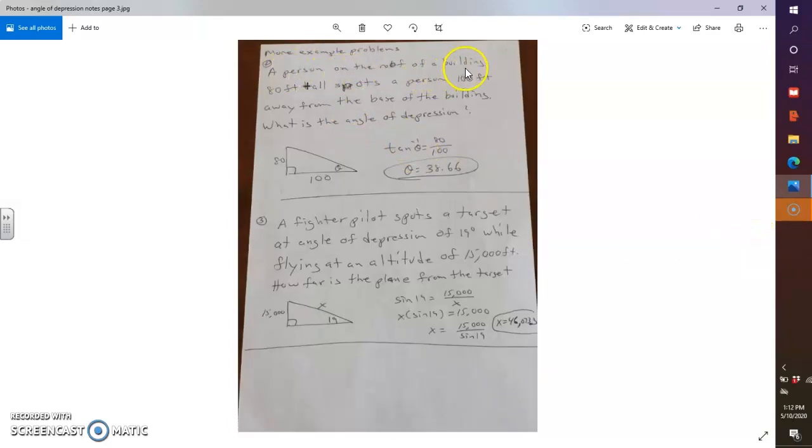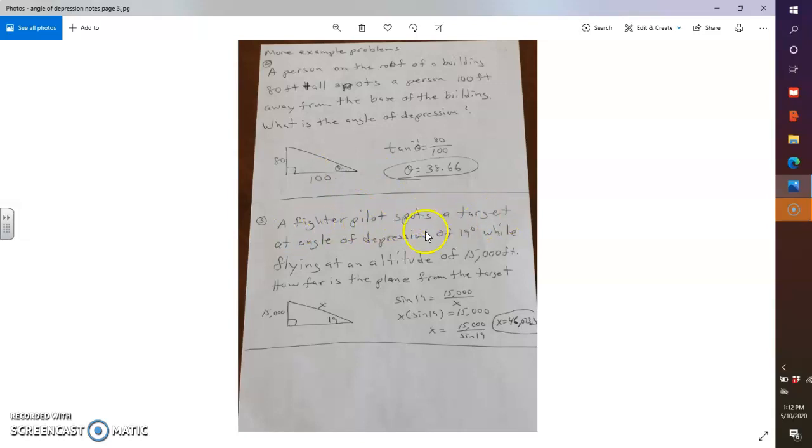Here, a person on the roof of a building, 80 feet tall right here, spots a person 100 feet away from the base of the building. They're not 100 feet from the person, they're 100 feet away from the base of that building. And now I use an inverse tangent to find my angle of depression. And once again, angle of depression goes here because it's equal to angle of elevation.